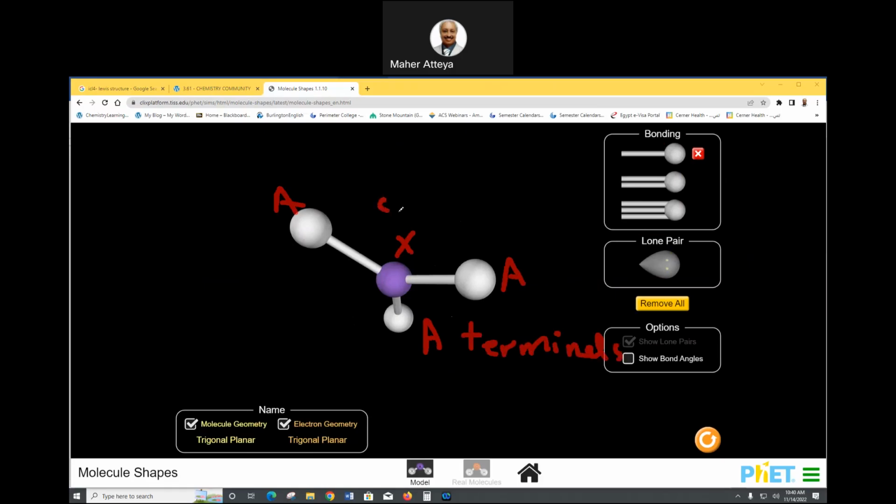Terminals, and this is central. So if I look at this, this is X, the VSEPR code, A, how many A's? I have 3. So XA3. I have 3 terminals and 1 central atom. So XA3 is always going to be trigonal for the molecular and trigonal for the electron geometry, correct? So let's take this one out and add another one.